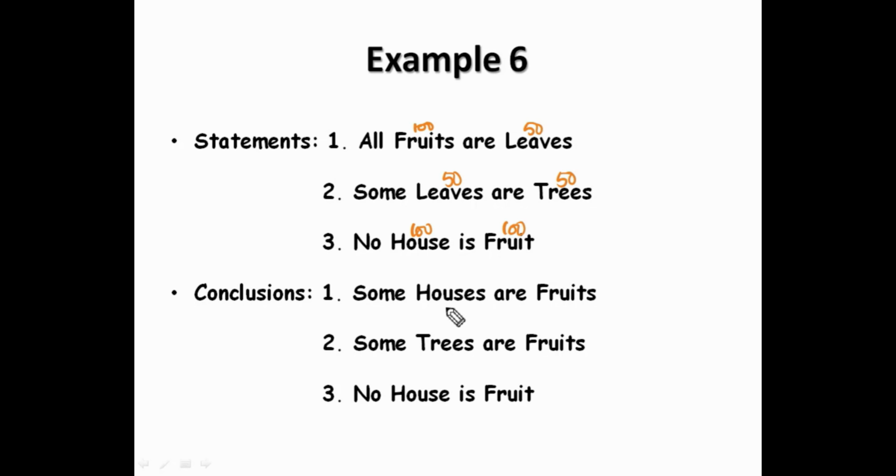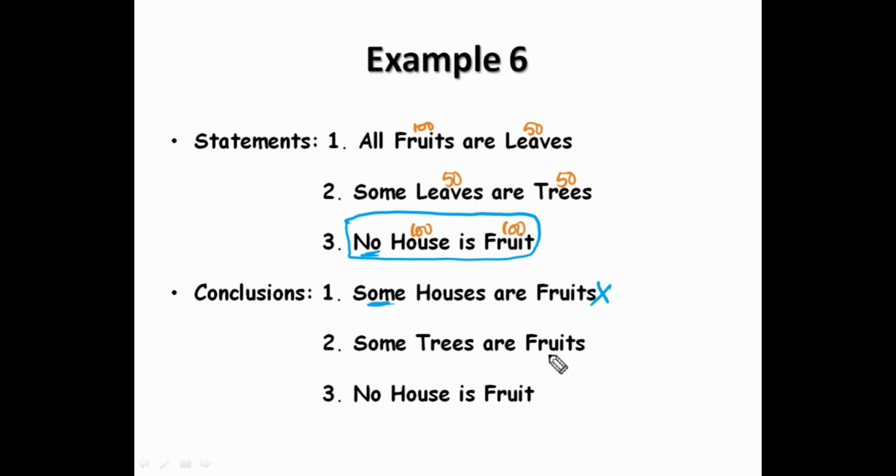Conclusion. First conclusion, houses and fruits. House is here, fruit is here. Both are in a single statement. From the statement itself, we can conclude this conclusion. It's a negative statement, but it is a positive conclusion. That's why it does not follow.